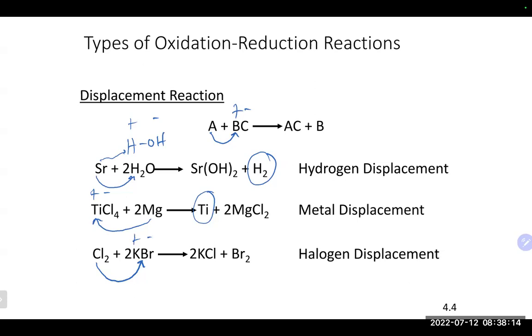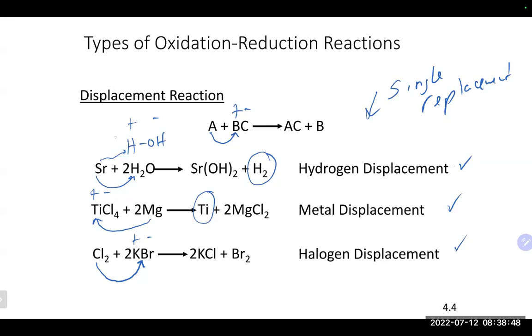So the guy coming in will kick out whichever one has a similar charge to what it normally would have. So if it normally would have a negative charge, it will come in and kick out the negative guy. If it normally has a positive charge, it will come in and kick out the positive guy. All these guys can be even more specifically classified as hydrogen displacement, metal displacement, or halogen displacement, while single replacement is the broad classification. Every one of these guys are also redox reactions that are occurring.